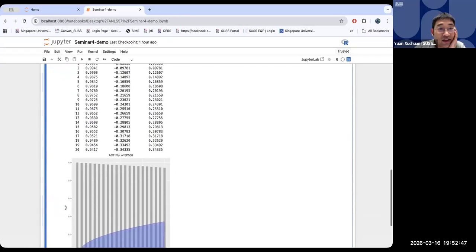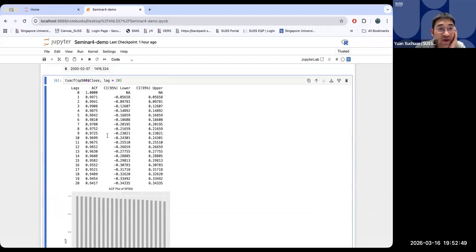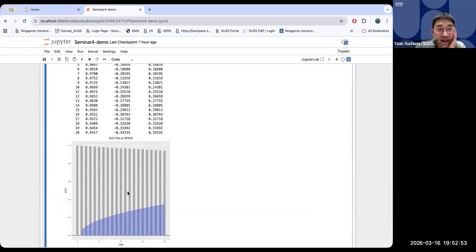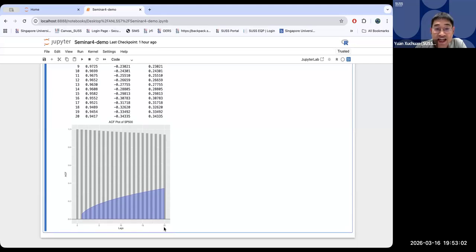Okay. So this is the ACF for this SP500 close data. If you look at the ACF function, we say the ACF decreases slowly, right? Because even with up to 20 lags, it is still significantly different from zero. Okay.